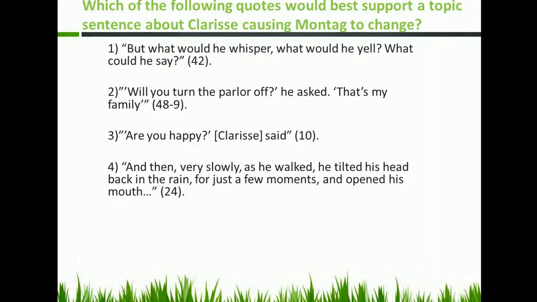Okay, let's take this step by step, or quote by quote. The first one, but what would he whisper? What would he yell? What could he say? This is when he's trying to figure out what he could say to Mildred in order to have a conversation.